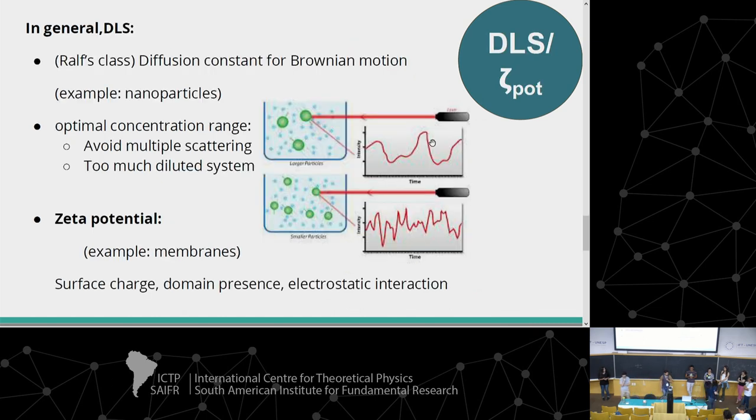So, about DLS and zeta potential. DLS, or dynamic light scattering, and zeta potential are two techniques from which global information about the samples can be obtained. In Professor Ralph's lectures, we learned a lot about the diffusion constant of Brownian motion, which is an important part of the theory of DLS. To guarantee the optimal concentration, we need to have a very diluted system to prevent multiple scattering and forces between the particles.